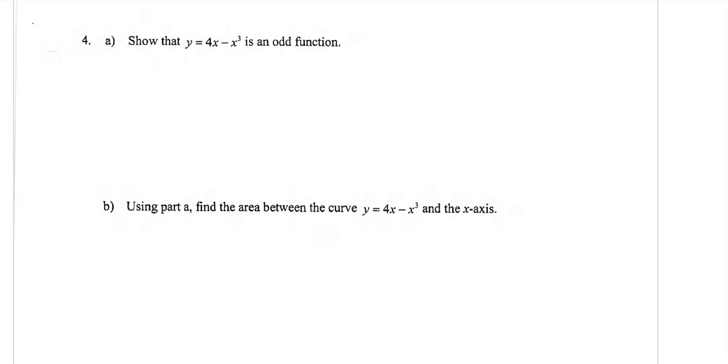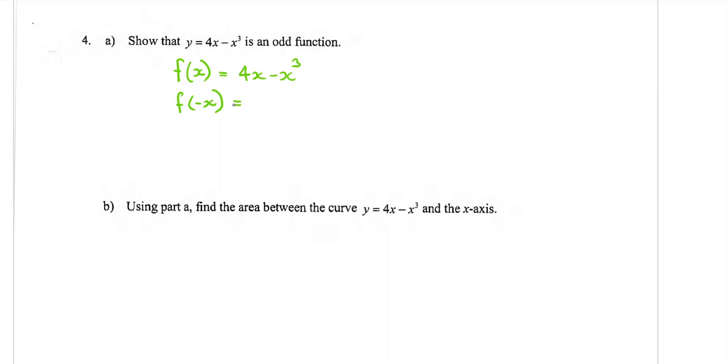Question 4. Show that y equals 4x minus x cubed is an odd function. Okay, why would we do that? We'll ask that question in a minute. But how do we show that something is an odd function? Who remembers? We better call it f of x first. So if f of x equals 4x minus x cubed, putting it into function notation, we want to sub in f of minus x and see if we can get minus f of x. If you get the exact same thing when you sub it in, it's even. If you have to bring a minus sign out to get the same thing, then it's odd.